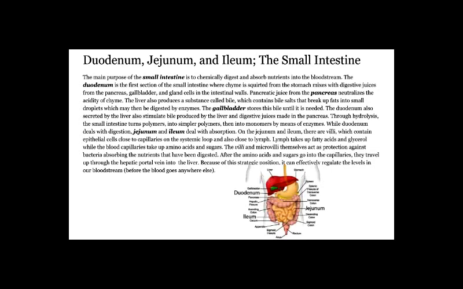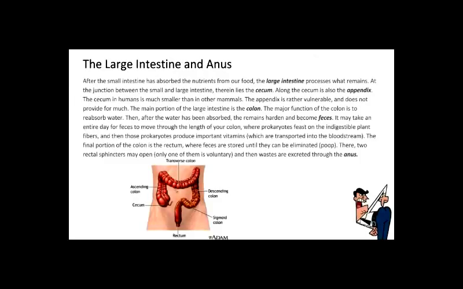Because of the strategic position of the liver, it can effectively regulate the levels in our bloodstream before the blood goes anywhere else. So let's just say you accidentally ingested some poison, like alcohol. It would go through your small intestine, get absorbed, and then go to your liver, and your liver would say, like, whoa, hold up. That's not gonna go to our heart, that might burn it. And it would say, we're gonna take that and we're gonna puke it out or whatever, and you're gonna get a hangover. So, yes, that's bad. But good, because you didn't, like, die. Or you are still alive.